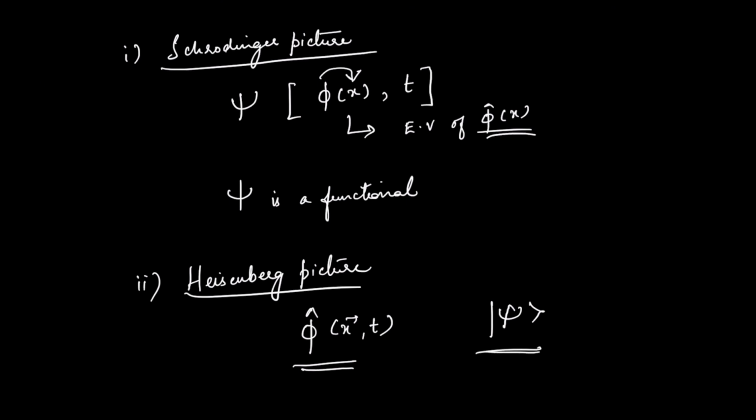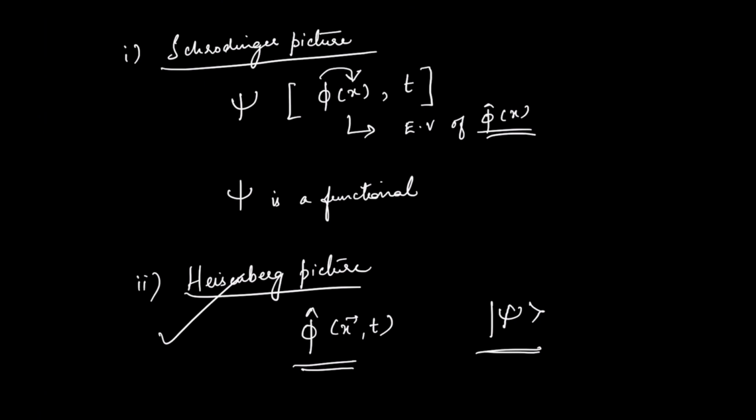If you work in the Schrodinger picture, then you have to deal with the wave functional of all possible values of some function in space. If you have multiple fields, then the functional will become highly complicated. In the Heisenberg picture, we just solve the analog of the classical equation of motion, which we have written down, and you just interpret it as a quantum operator equation, which is much simpler. Therefore we use the Heisenberg picture for quantum field theory.